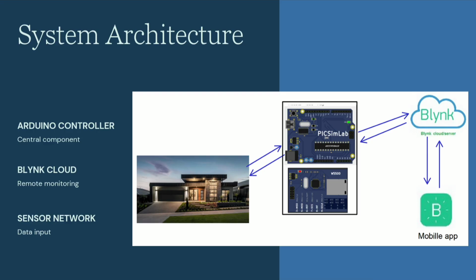Here is the architecture of the project. The main component is the Arduino controller, in which we wrote the code consisting of the logical program. Blynk cloud is the remote monitoring interface, and the sensor is the data input, like the LDR, which tells whether sunlight is coming or not. Depending on that, it gives input to the Arduino. The Arduino gives it to the Blynk app.